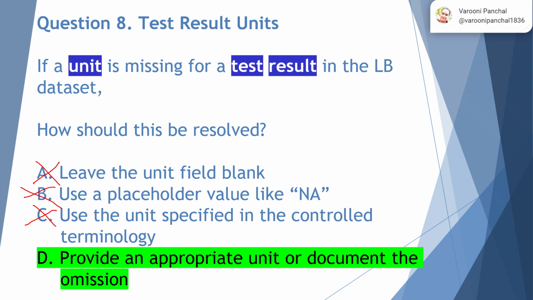So the correct answer is provide an appropriate unit or document the omission. So whatever is missing, you have to document it, and if it is possible, you give the appropriate unit, or you can go back to your lab vendors and raise the query as to why the unit is missing for a specific test result. In that situation, you may even raise the query to the site and the monitoring site, and then the lab vendors will give you the correct unit.